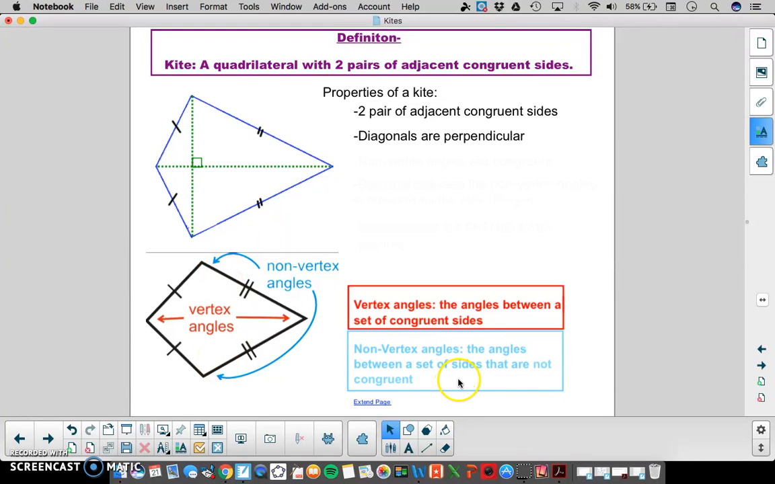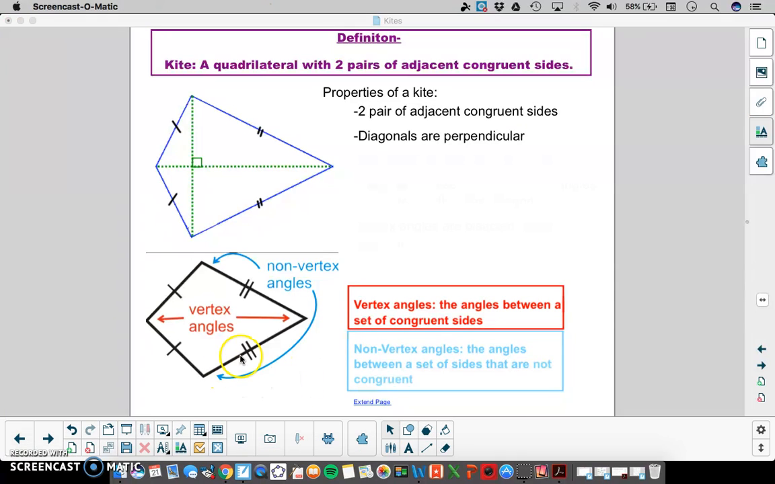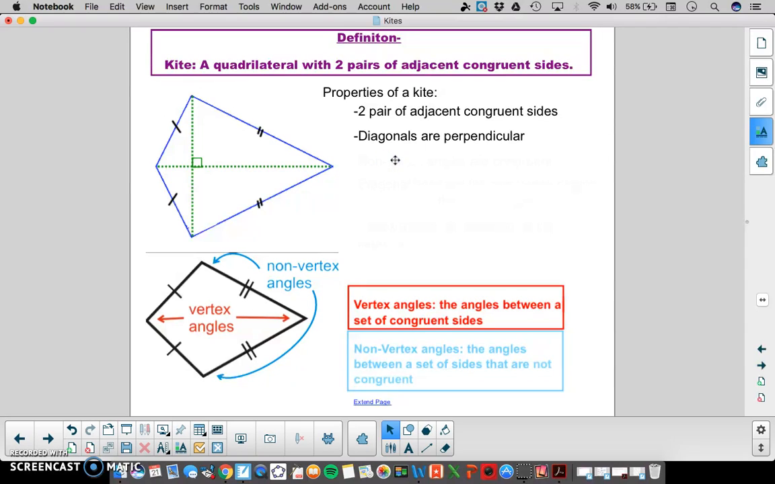These are the angles between a set of sides that are not congruent. So we have the side here with two dashes and the side here with one dash. The angle between those two sides is a non-vertex angle. Then the opposite angle from that is also a non-vertex angle. It is between two non-congruent sides. Now that we know what vertex and non-vertex angles are, the next property of kites is that the non-vertex angles will always be congruent. So these two non-vertex angles are always congruent to one another.